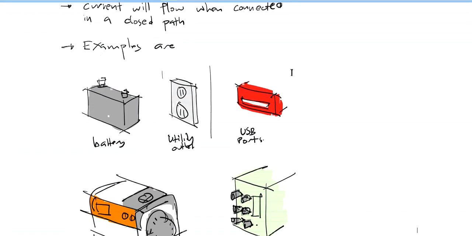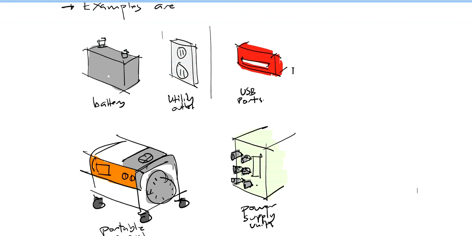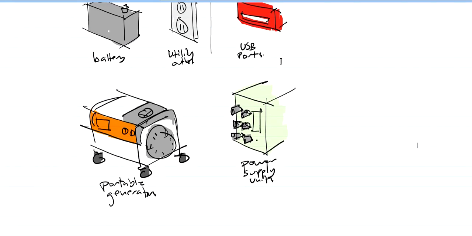Examples of these voltage sources are actually a lot. Like this battery, it produces a DC voltage. Utility outlets produce AC voltage, and we have these USB ports in the computers or in our laptops, and also portable generators and power supply units.